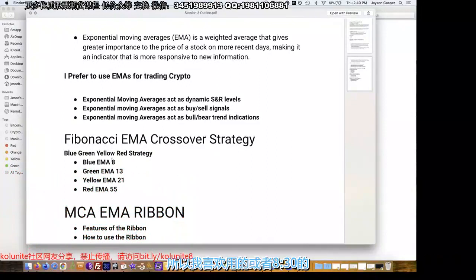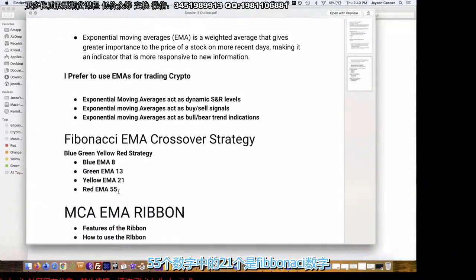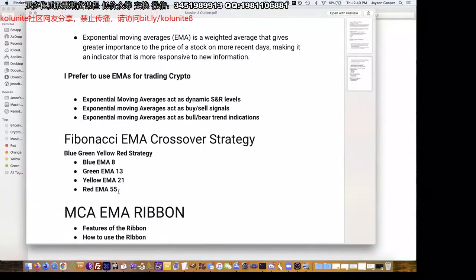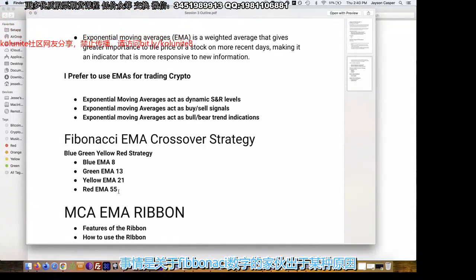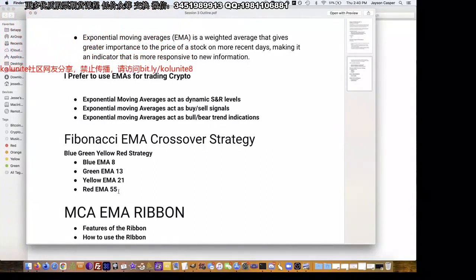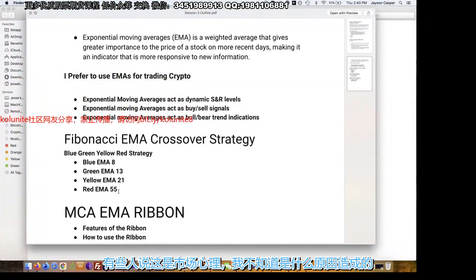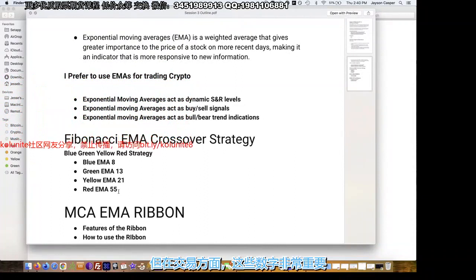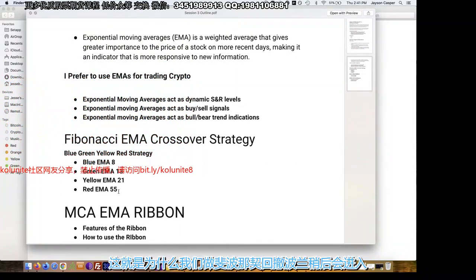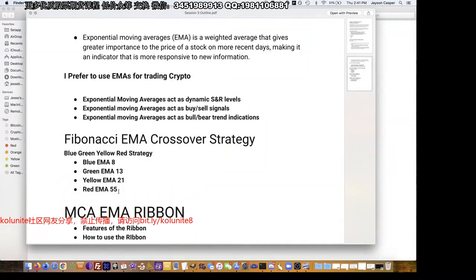So the ones I like to use are the 8, the 13, the 21, and the 55. Those are Fibonacci numbers. The thing about the Fibonacci numbers, guys, for some reason, and some people say it's market psychology, I don't know what causes it, but these numbers are very significant when it comes to trading. That's why we do the Fibonacci retracement tool, and we'll get into that later.